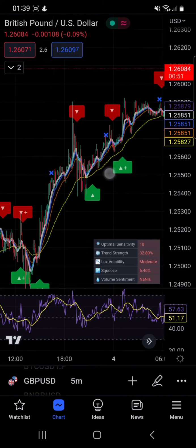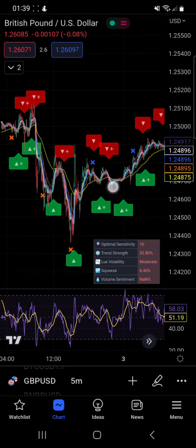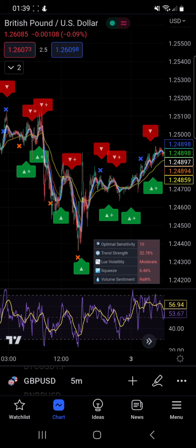Let me see if there is any other reversal pattern. I noticed it earlier on. Yeah, so this is another reversal pattern. So this is head and shoulders again, and then you can see the price moved up. So this is a good pattern to look for if you are day trading.